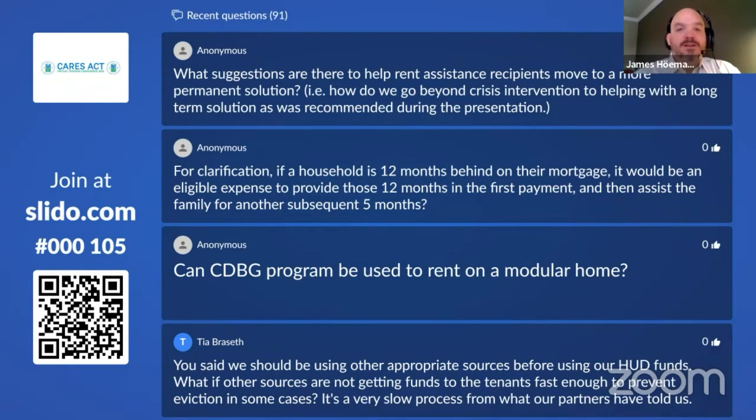What suggestions are there to help rental assistance recipients move to a more permanent solution? How do you go beyond that crisis intervention? That's a good question. And I think that is going to be based on what available resources you have at your local level. As I mentioned earlier, you can put in other requirements in terms of them seeking credit counseling or job training, something like that. But you have to have a way to make those things available to them. So this is where you're going to get into your overall program design and how you're going to structure that. And where else are you going to use your CDBG funds?